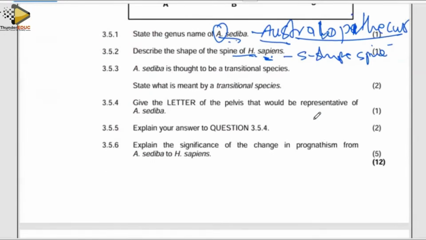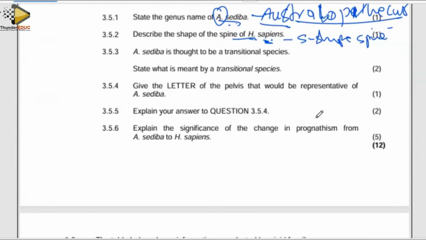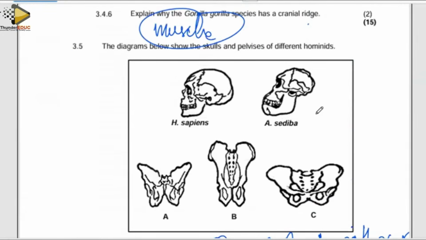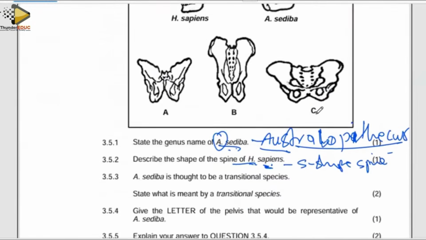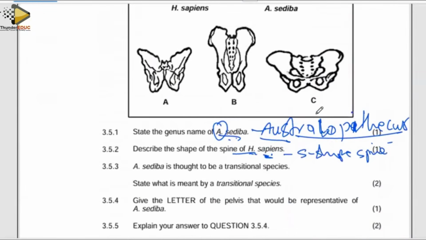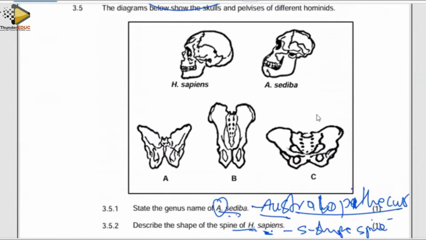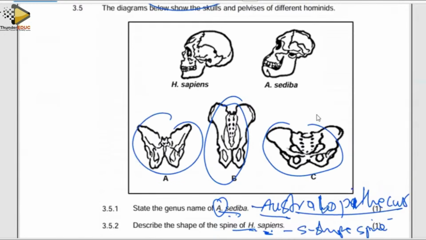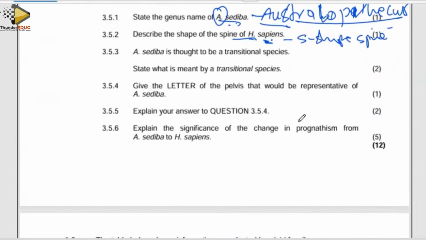Then we go to the next question. Give the letter of the pelvis that would be representative of Australopithecus sediba. If you come back here, you look at the pelvis. It's not this one. This is gorilla. Then this is human, and then this is Australopithecus sediba. So the answer here is going to have to be A.